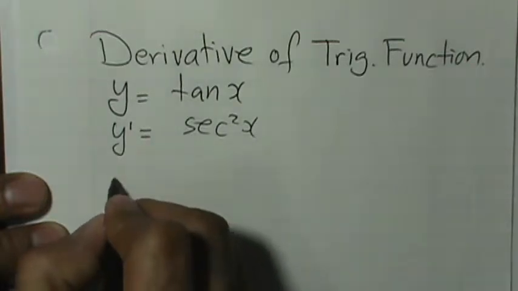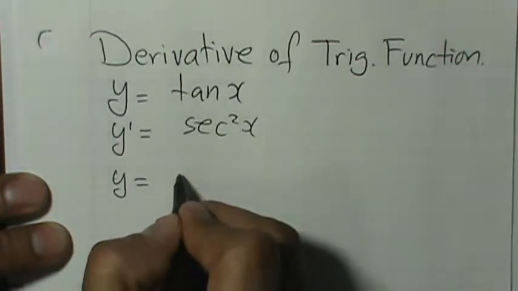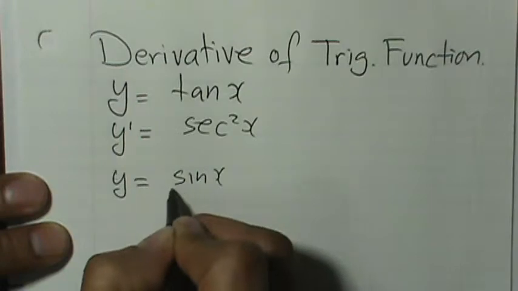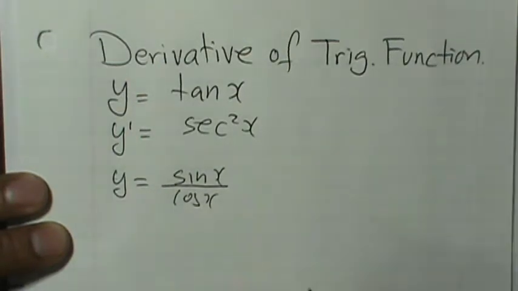Let me write tan x in the form of sine x over cos x, because tan x is sine x over cos x. It's one of the trigonometric identities.